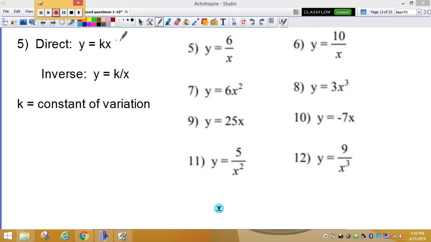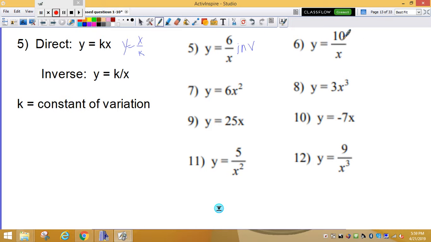Another thing I want you to put, direct is also if you have x divided by k. So if your x is on top, that's also going to be direct. Okay, so 6 divided by x. 6 is on top, so if your number is on top, that means it's inverse. You should have this written down.